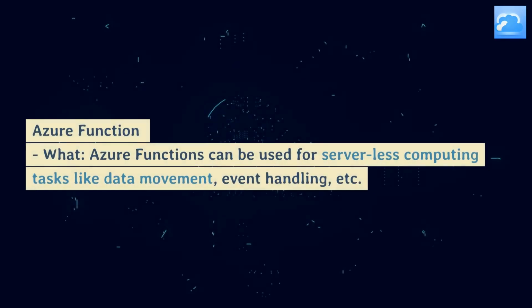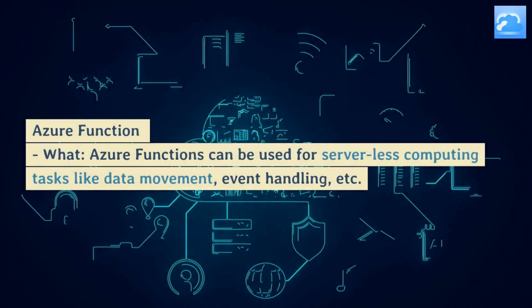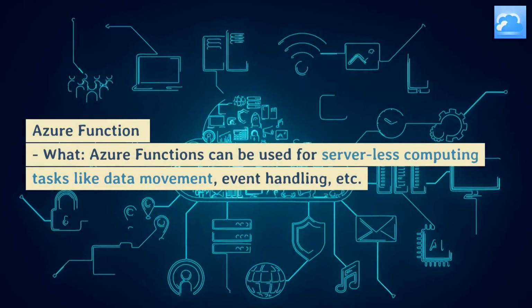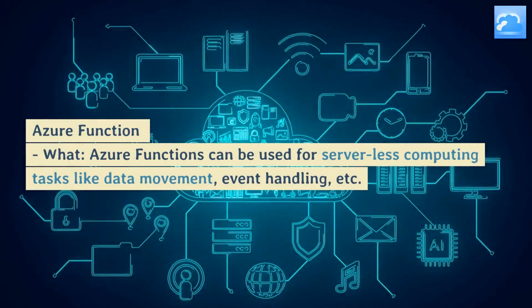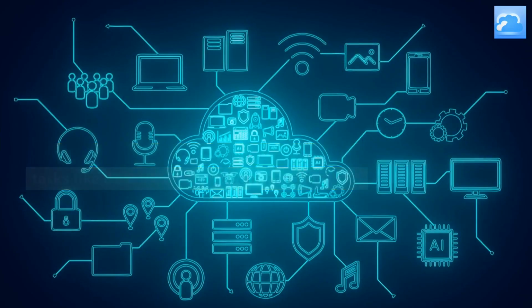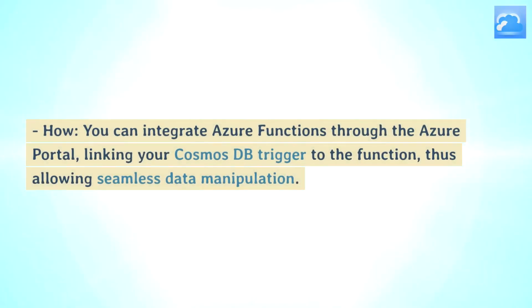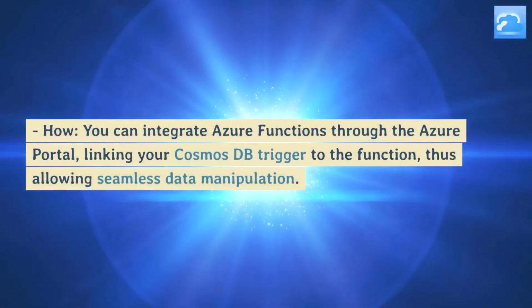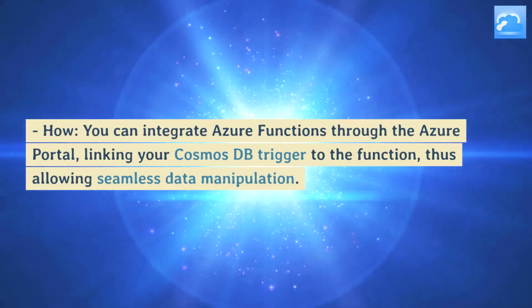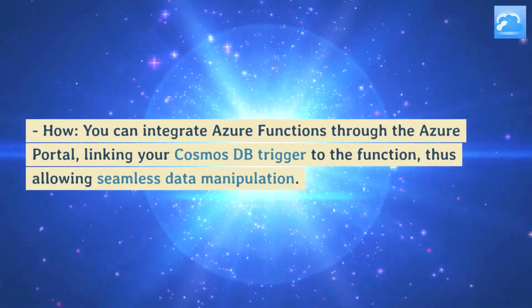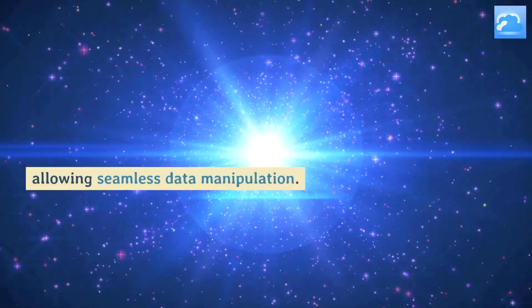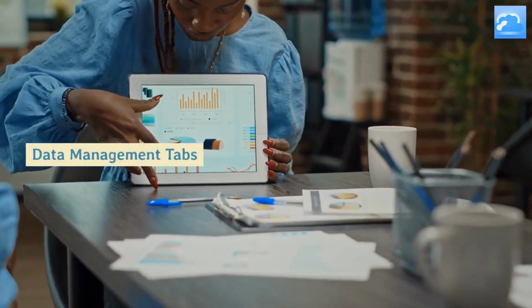Azure Function. What? Azure Functions can be used for serverless computing tasks like data movement, event handling, etc. How? You can integrate Azure Functions through the Azure portal, linking your Cosmos DB trigger to the function, thus allowing seamless data manipulation. Data Management tabs.